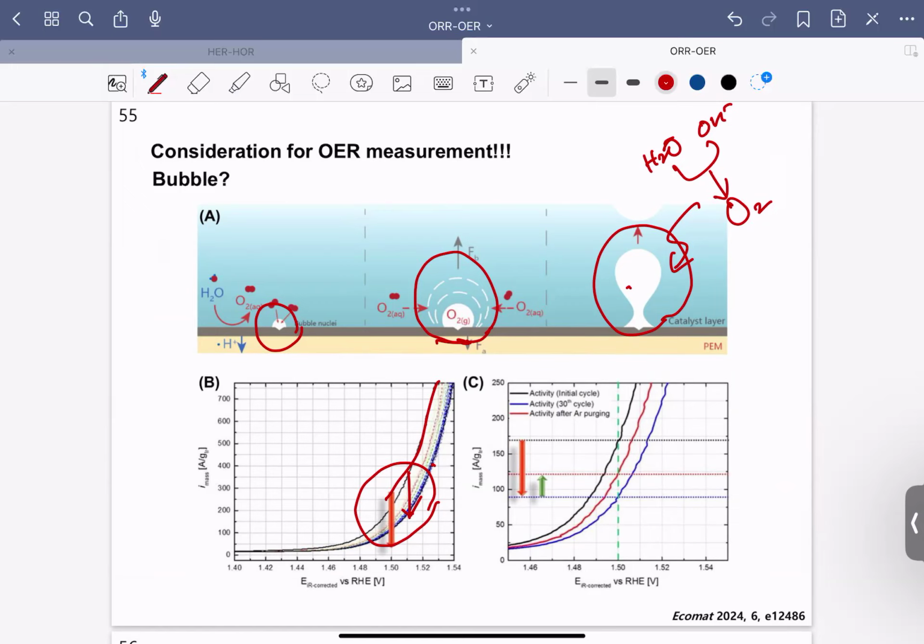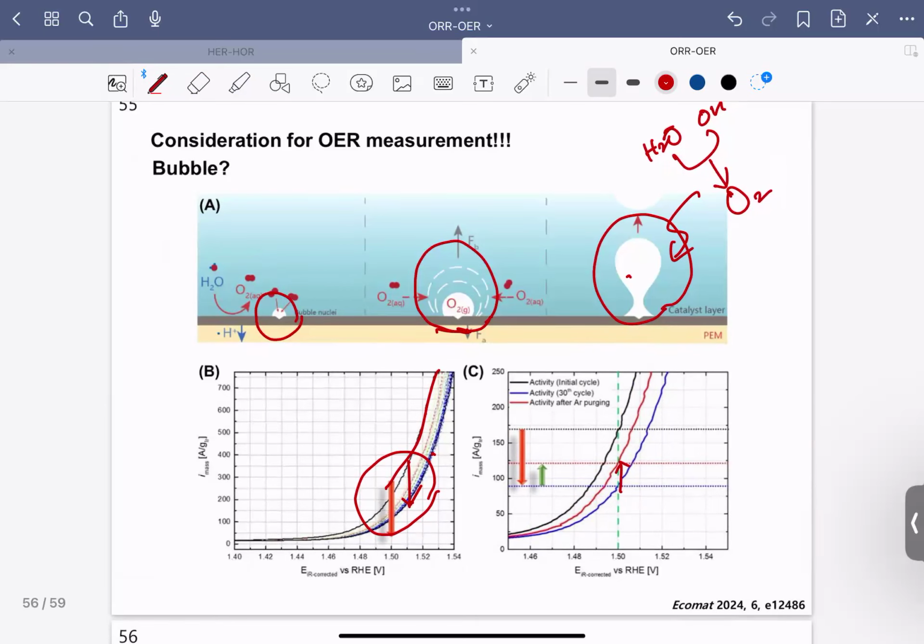So this is the initial data, the black curve, right? And the blue one shows the data after 30 potential cycles. In general, we just think there is an activity decay like this. But please keep in mind, if we remove the bubble, then the activity can be replenished, which means we have to take a very careful approach to discuss activity and stability given the impact of the bubble.